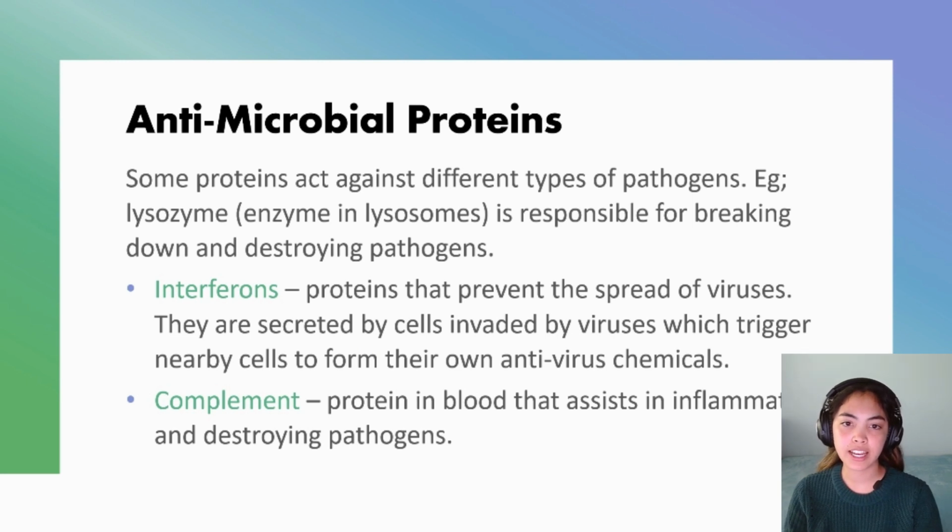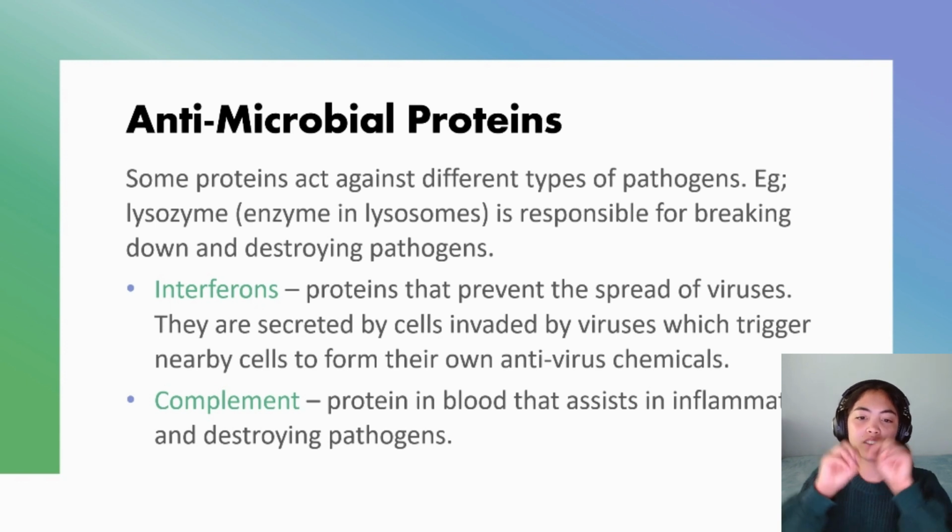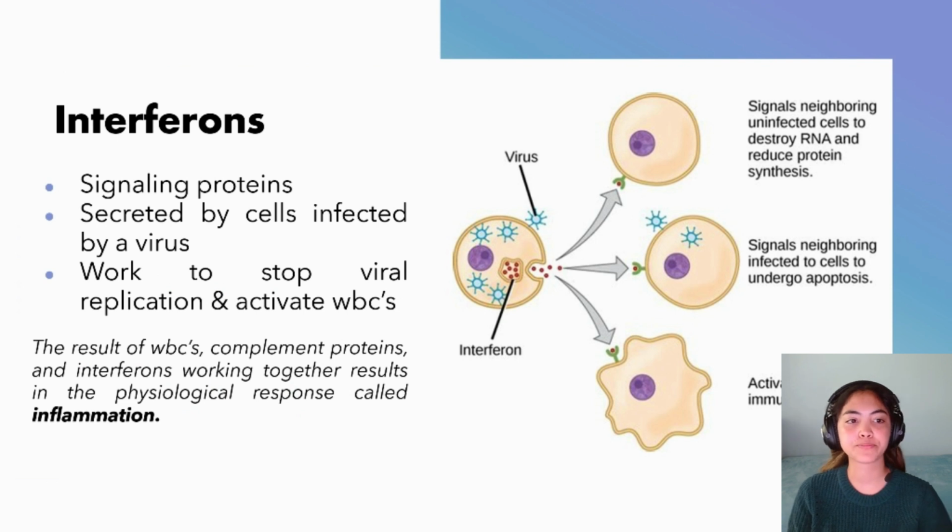So, some of our proteins can act against different types of pathogens. For example, we've got lysozyme. That is an enzyme in lysosomes, which are responsible for breaking down and destroying pathogens. Some other ones are interferons. These are proteins that prevent the spread of viruses, and they're secreted by cells, which trigger nearby cells to form their own antivirus chemicals. So these interferons are kind of signals that go out and try to call others to the site of infection. We've also got complement, which is another protein in the blood that assists in inflammation and destroying pathogens. So all very important.